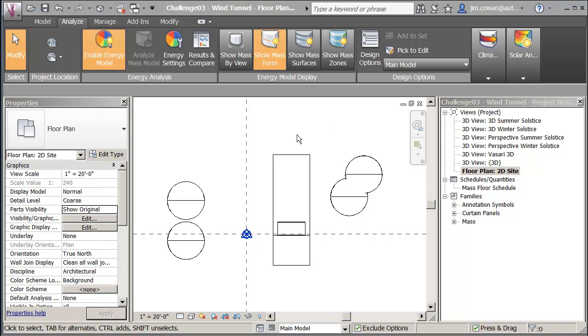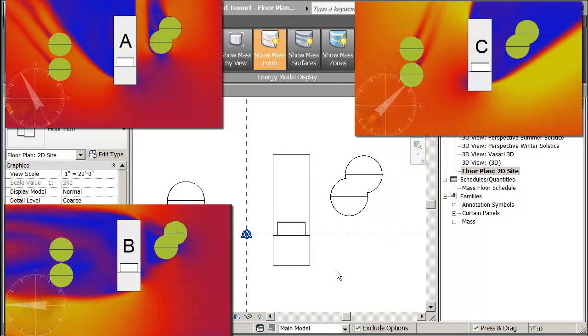The third challenge is about natural ventilation. The building's about 25 feet deep, which would mean that you could probably ventilate it from one side. Which side would you put the windows on to ventilate this building, thinking about the warmest period of the year being June, July, and August? And choose from one of the three diagrams that you're shown representing the wind tunnel data.